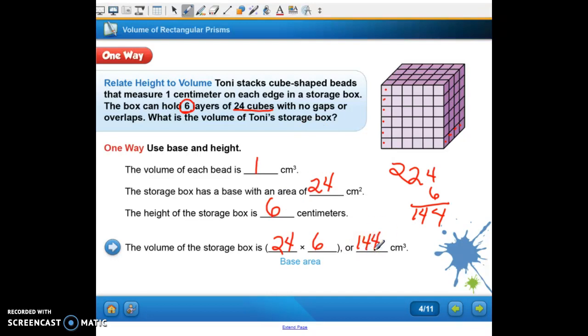144 centimeters cubed. So the first thing we did was find the area of the flat surface that it's sitting on. Then we multiplied it by its height. So you can take the area of the base times the height. Do we know how to find the area of the base? Yes. How do we find the area of the base? We take the length times the width. So base is equal to length times width.